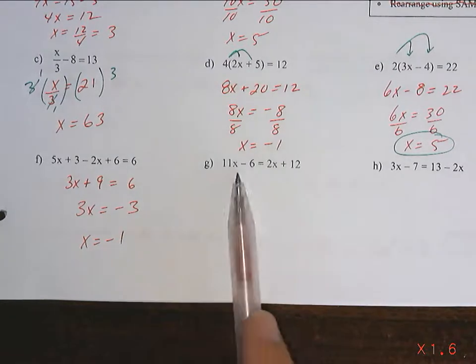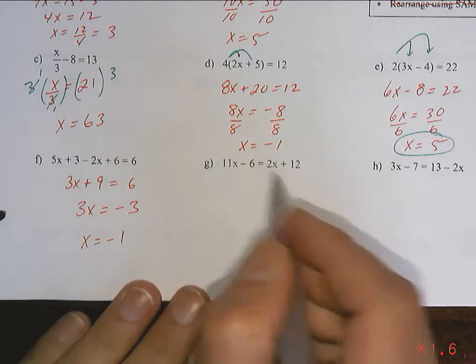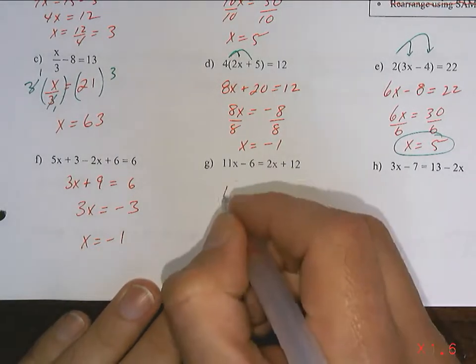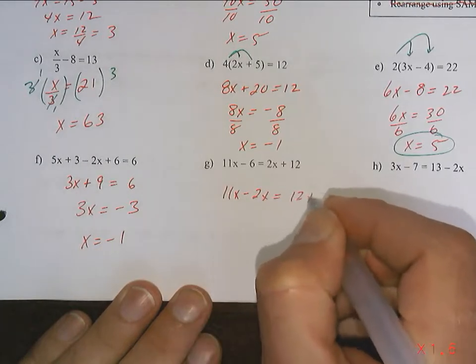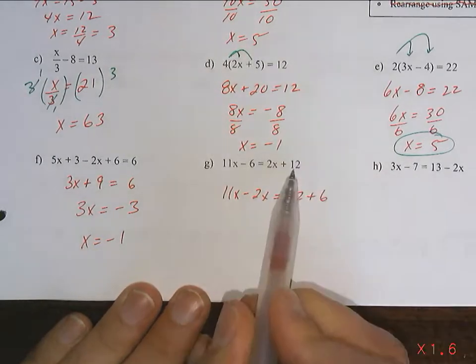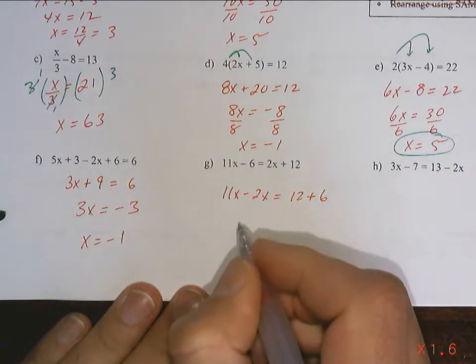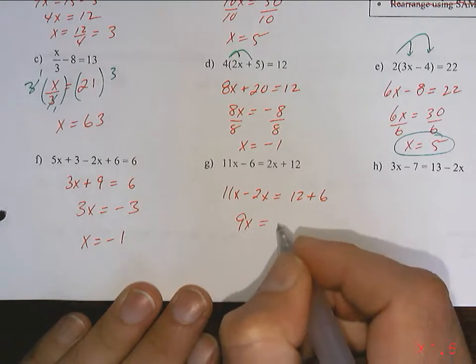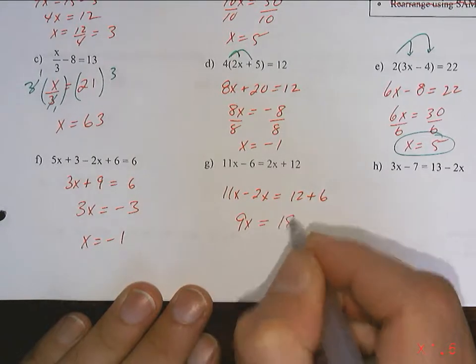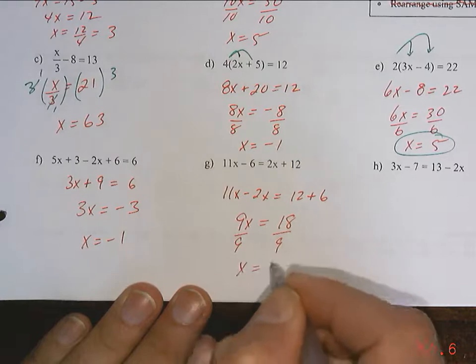Next, you'll notice I have no simplifying that I can do on either side of this equation. So what I'm going to do is get all of the variables on one side and all the numbers on another. Notice this was 12x. I didn't write it with a plus. I didn't need to. So it's now going to be, is it 9? Yeah. 9x equals 18. Divide both sides by 9, and we get x equals 2.